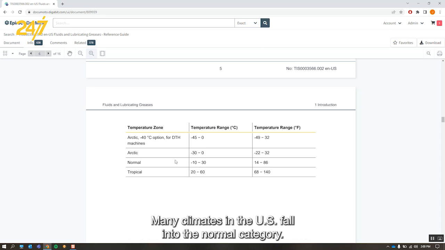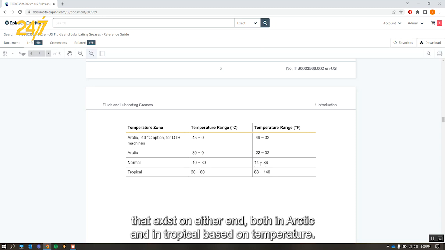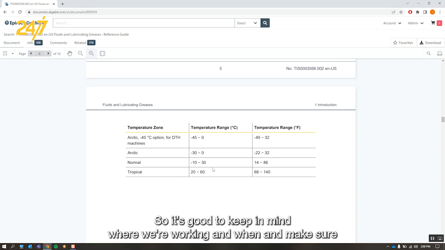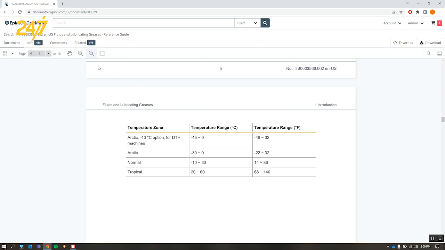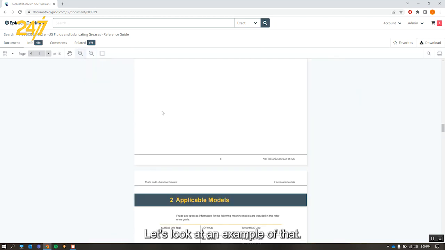Many climates in the US fall into the normal category. However, there are some that exist on either end, both in Arctic and in tropical based on temperature. So it's good to keep in mind where we're working and when, and make sure that we're specifying those fluids correctly. Let's look at an example of that.